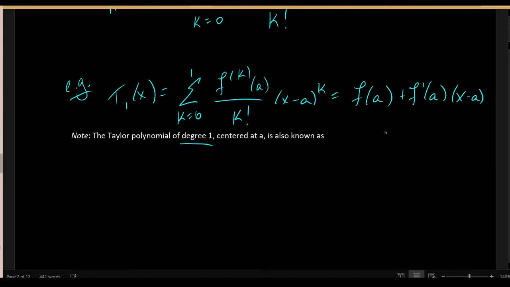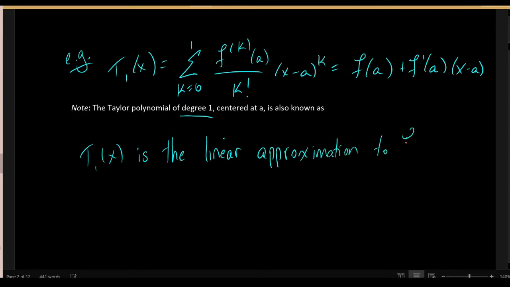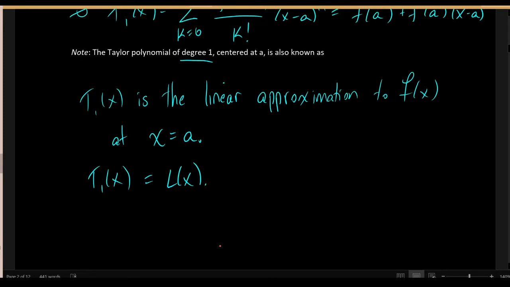Do you recognize this formula on the right for the Taylor polynomial of degree 1? This is the linear approximation to the function f of x located at the point x equals a. It's exactly the same formula for the linear approximation that we had back in Calc 1. The Taylor polynomial is simply an extension of that idea.